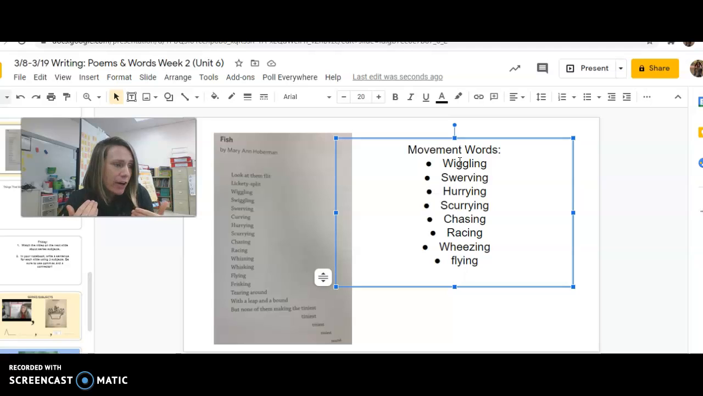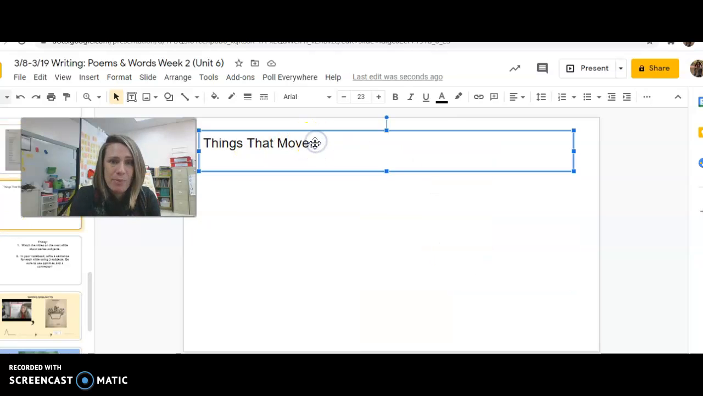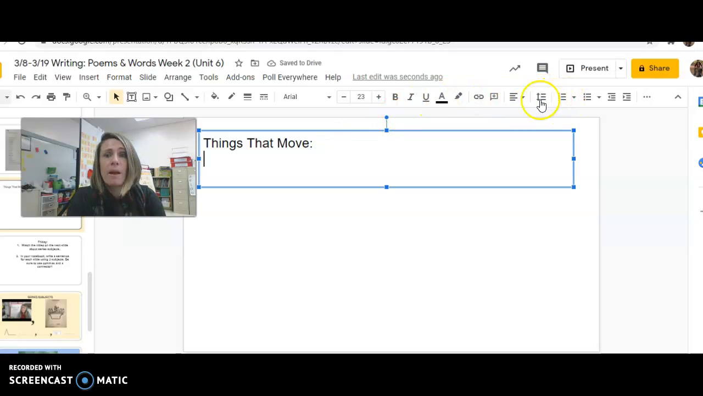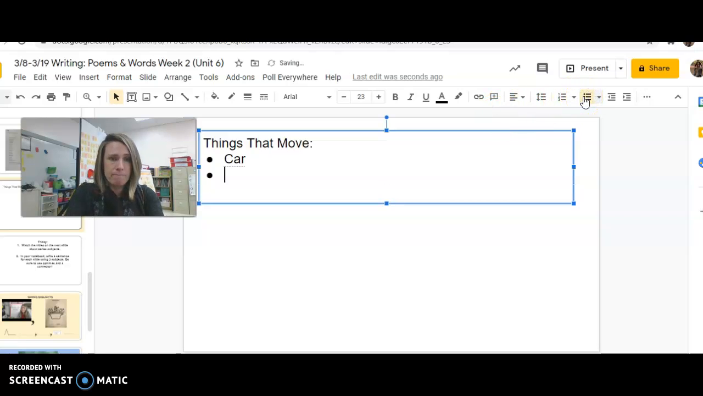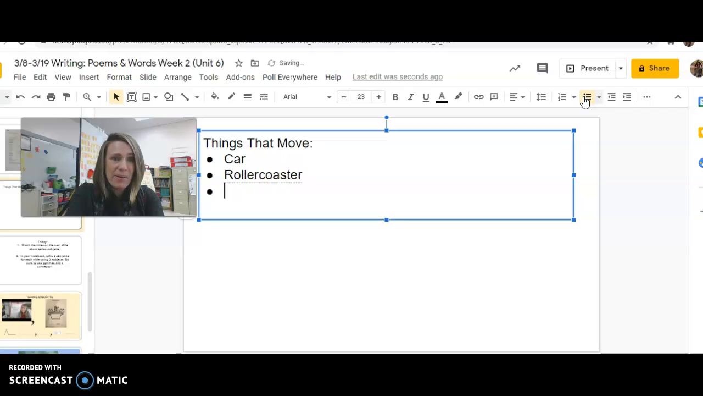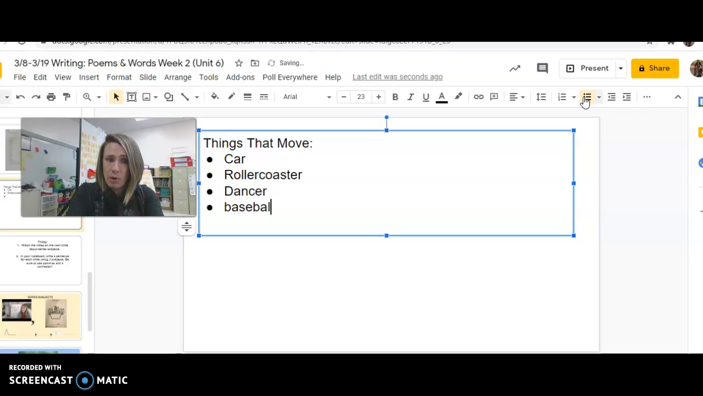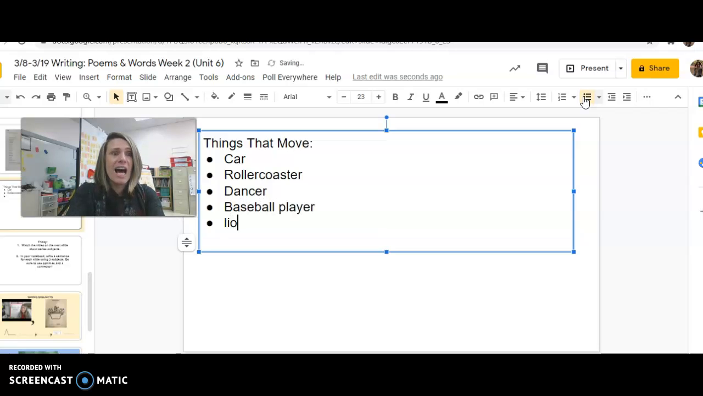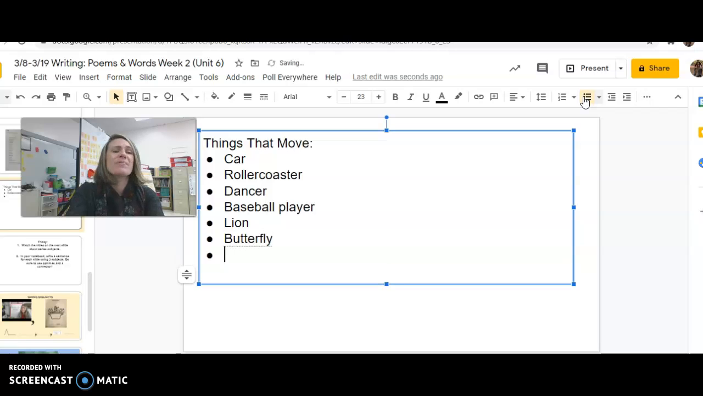Now we're going to work together to write a poem like this, but about something else that moves. So let's work together to come up with a list of things that move. What things can you think of that move? A car, yep. A roller coaster. How about what else? A dancer, a baseball player, a lion, a butterfly. What else moves? Maybe look around. A worm. Good. You could probably go on and on with this list.